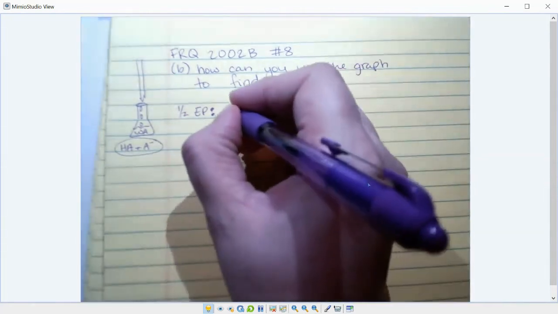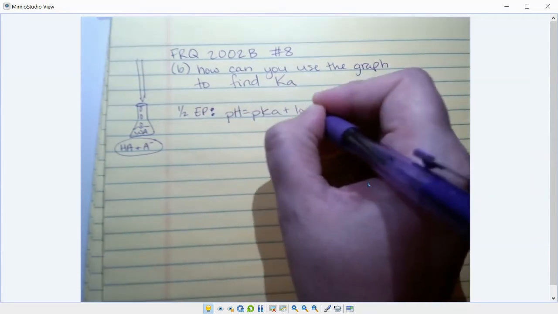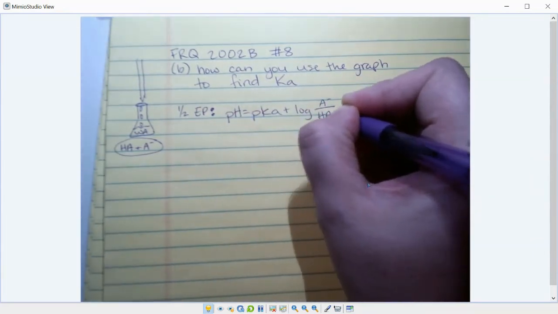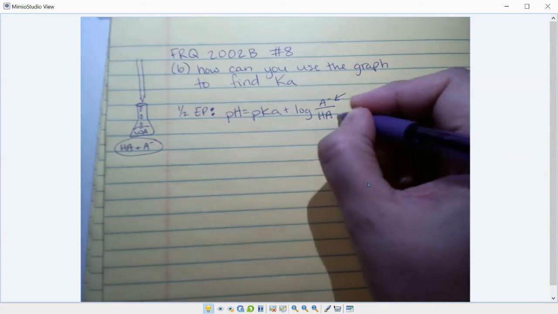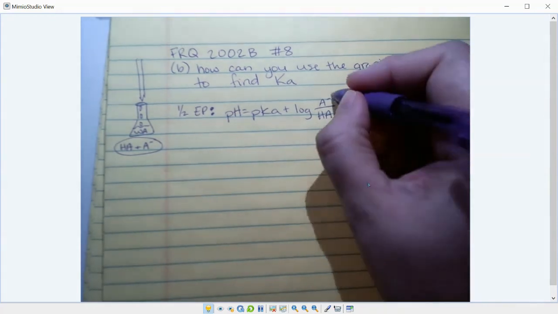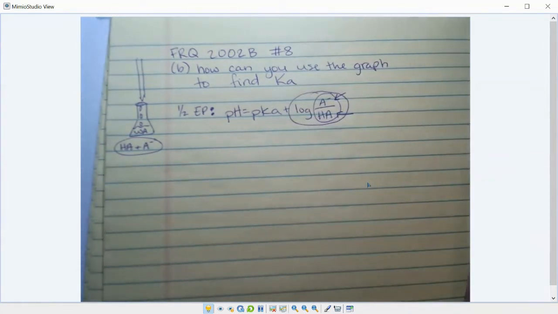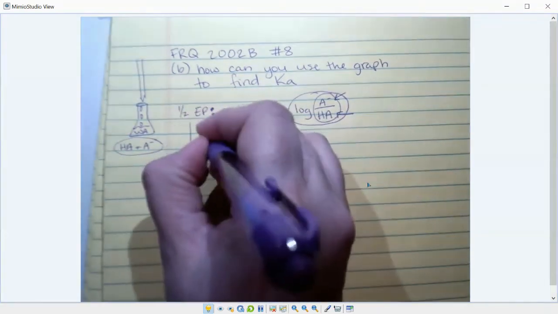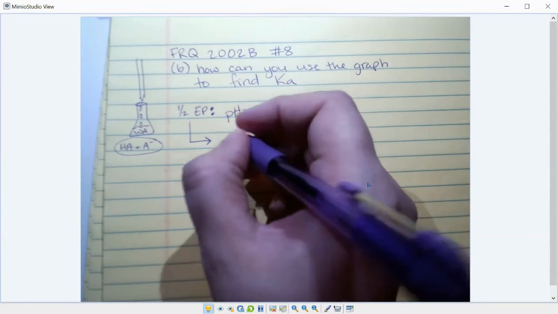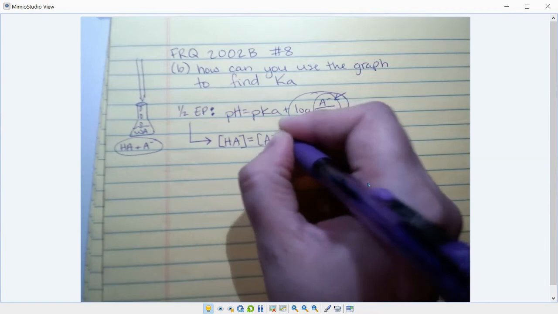And if you have a buffer, according to Henderson-Hasselbalch, pH equals pKa plus the log of A minus over HA. Remember that formula is on your formula chart, so you don't have to memorize that, although we use it quite a bit. You probably won't forget it. If A minus and HA are equal to each other, then this whole term becomes a 1, making this whole term a 0. And if this whole term is 0, then pH equals pKa. Well, by definition, at the half equivalence point, that is where HA is equal to A minus.